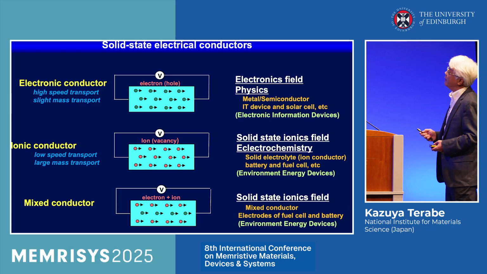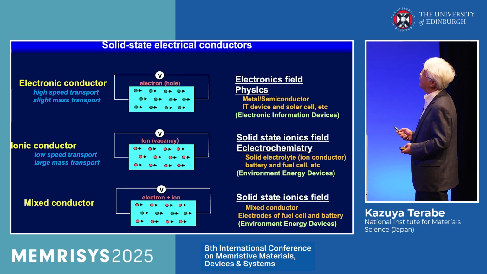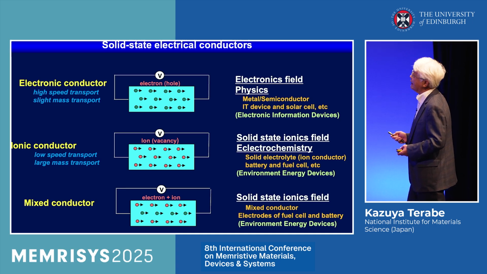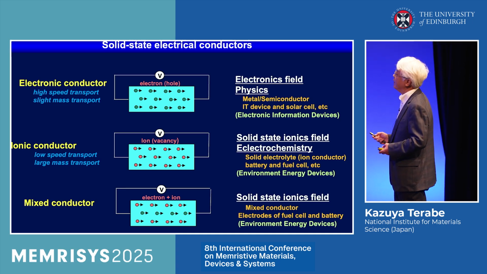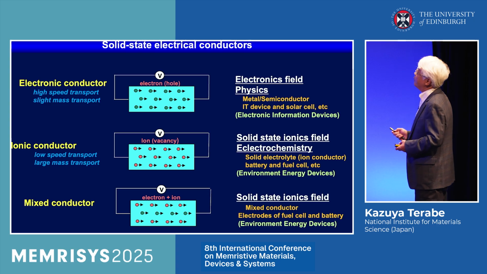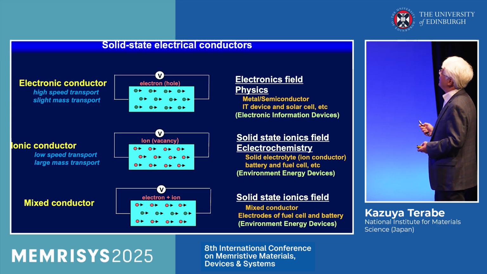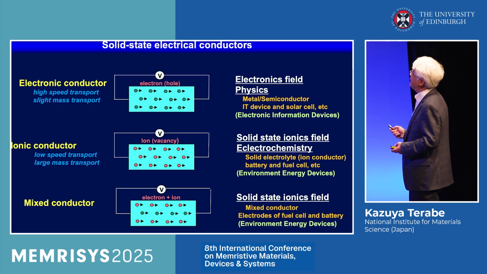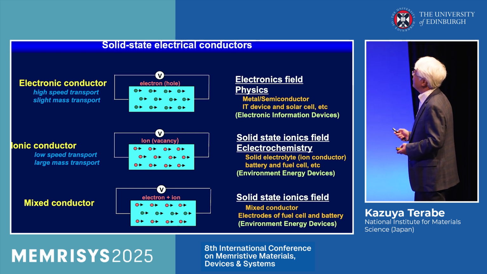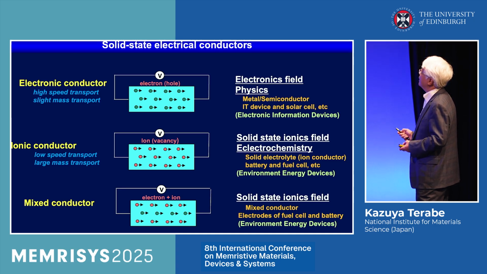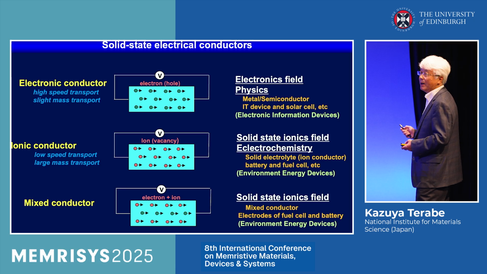So as you know, there are three kinds of solid-state electrical conductors. One is the electronic conductor. In this material, electrons and holes move, which gives very high-speed transport and slight mass transport. This field is called electronics. This behavior is treated in physics, and the materials are metals and semiconductors. Fabricated devices, such as IT devices and solar cells, are electronic information devices.